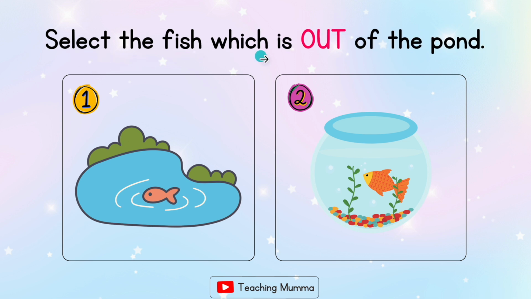Select the fish which is out of the pond. Option 1, option 2. Where do you think is fish in the pond? In option 1, correct. And in option 2, the fish is in the fish tank. So, what is the right answer? Select the fish which is out of the pond. Option 2, because here the fish is not in the pond, the fish is in the fish tank. So option 2 is the right answer. Very good.